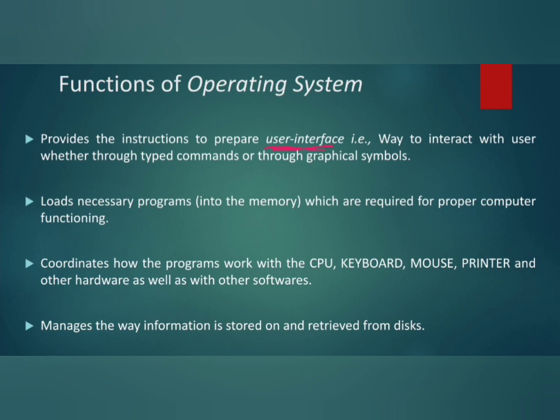So MS Word is just an example of an application, but whatever we see, suppose a desktop or any other thing that we see, that is handled by the operating system. So this is the way to interact with the user, that is us, through typed commands, for example keyboard, and through graphical symbols, for example mouse. Or when you have a touchscreen phone, we touch the screen and we move like this, right? So this is the way you can give graphical symbols.